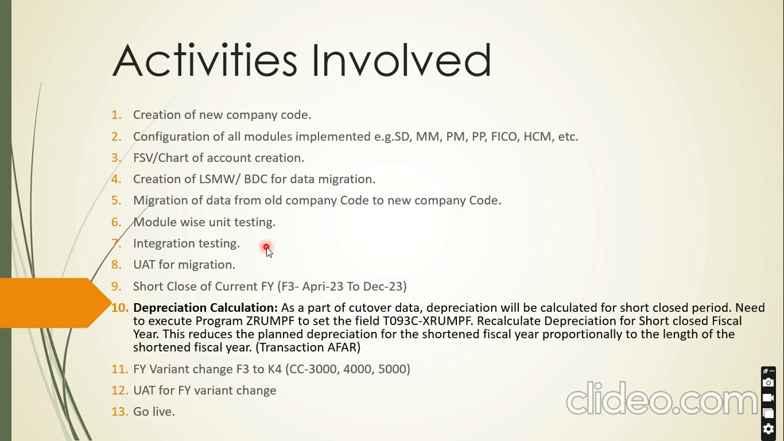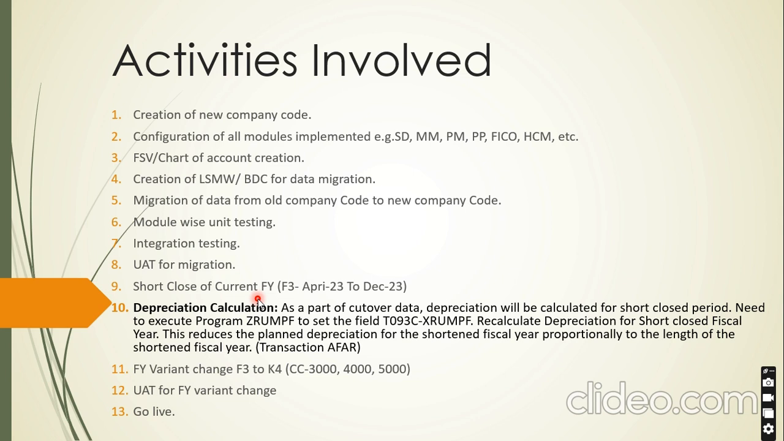and module-wise unit testing, integration testing, and UAT from migration, and short close of the current fiscal year variant, F3, to April to December. We need to change the existing fiscal year variant and change the periods. Normally in F3 you have 12 periods, but in F3 we have to decrease to 9 periods, and we have to close that fiscal year.